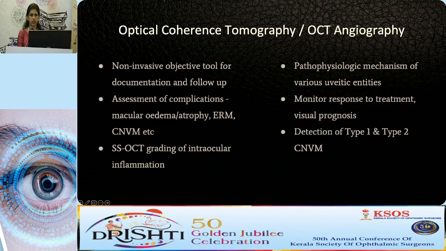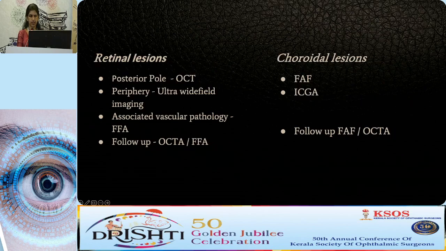Then we have optical coherence tomography and also angiography. It's a non-invasive objective tool for documentation and follow-up of response to treatment. You can assess the complications, especially with the OCT: the macular edema, macular atrophy, the epiretinal membrane, and CNVM. And there are also studies which grade intraocular inflammation in the anterior segment with the SSOCT. Then you have OCT angiography, which helps us to look into detail at the pathophysiologic mechanism of various uveitic entities and monitor response to treatment. It is also very sensitive to diagnose type 1 and type 2 CNVM.